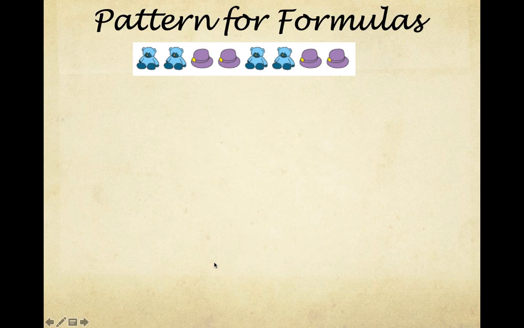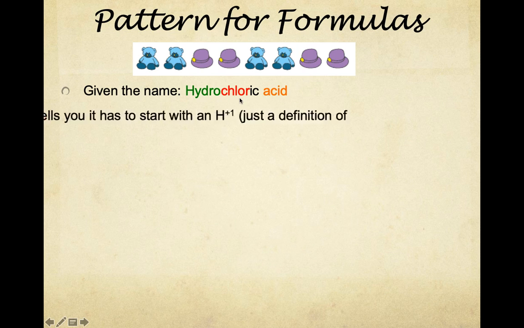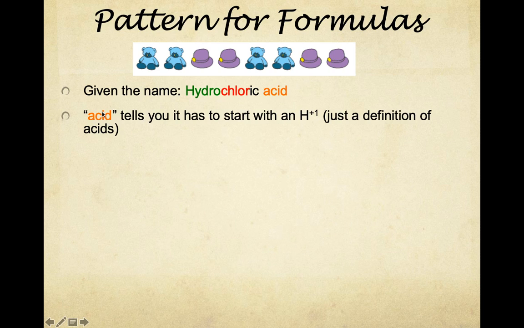Okay, let's get into it. So let's talk about the pattern when you're writing the formula. You're given a name such as hydrochloric acid. Hydrochloric acid. You might know this is the acid that's in your stomach. So what do you do to write the formula if you're given the name? Well, the first thing you say is, oh, okay, the name has acid in it. Acids always start with H, and we remember that H's have a +1 charge. So that's just our definition of acid, that they start with H +1s. And we'll learn more about acids later in chemistry, but for now, know that that's the definition of acids. So for sure, when you're writing the formula, the first thing you're going to write down is H +1.